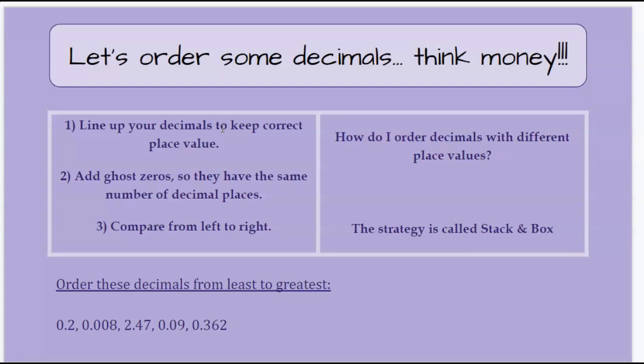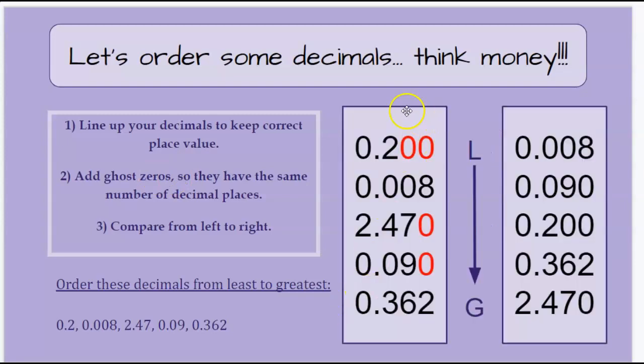And then we're just going to compare from left to right. So this strategy is actually called stack and box. And it makes sense because you're stacking the decimals up. And then you're kind of making a box because you're adding all of these ghost zeros. So let's look at what in the world are you talking about, Miss Wagner? This is what I'm talking about here. So if you notice, we took all of our numbers down here, 0.2, and then we added ghost zeros so that it would have the same place value as 8 thousandths. That's right there. Because that one goes to the thousandths place. So we made sure that all of our numbers go to the thousandths.